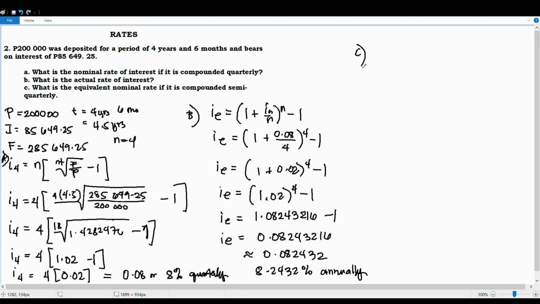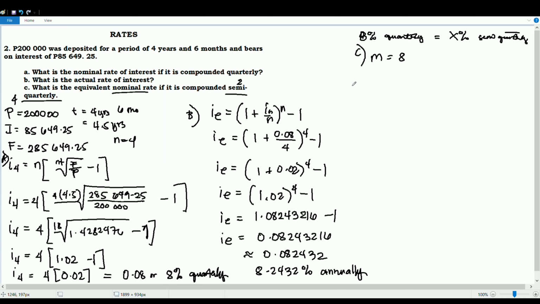Now let's have letter C. For letter C, we are looking for the equivalent rate of our nominal rate into semi-quarterly. So we have M equal to semi-quarterly: semi is 2 and quarterly is 4, therefore M is equal to 8. So we are looking for the equivalent of 8% quarterly into X% semi-quarterly. So what is that percent?